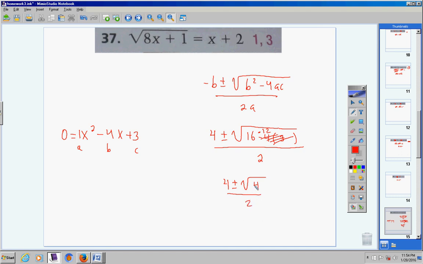Well, the square root of 4 is 2. So I have 4 plus minus 2 all over 2, which is going to give me two different fractions. 4 plus 2 all over 2, and 4 minus 2 all over 2.